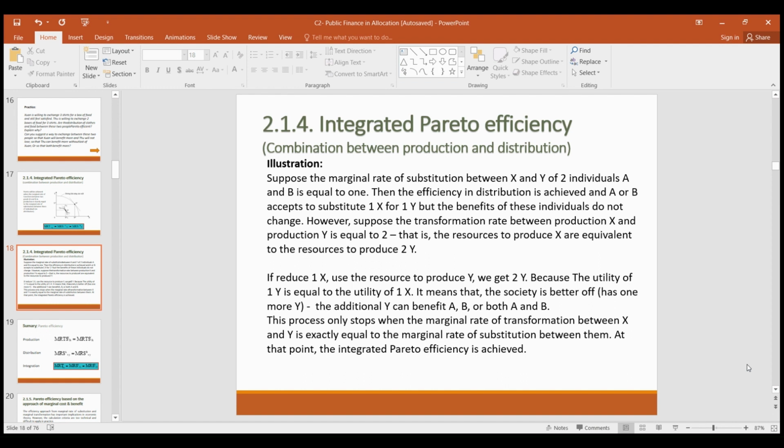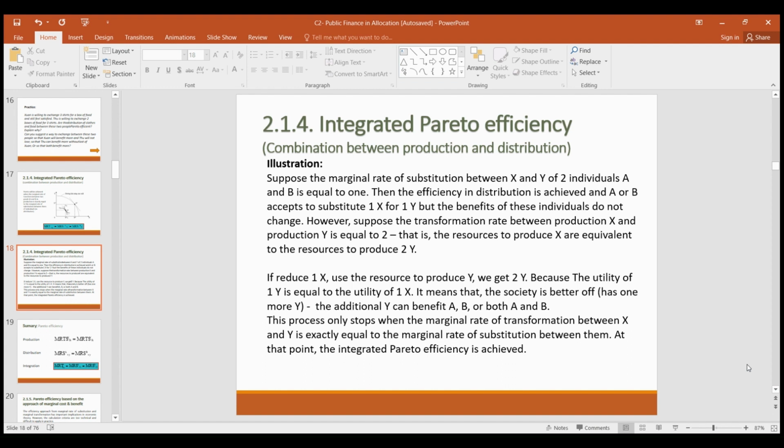If there were still another allocation of resources that could generate greater benefits for society, then the economy's state would not be optimal. The process of reallocating resources to bring society's production and distribution closer to an optimal state is called Pareto optimality. This issue can be illustrated through the example provided.